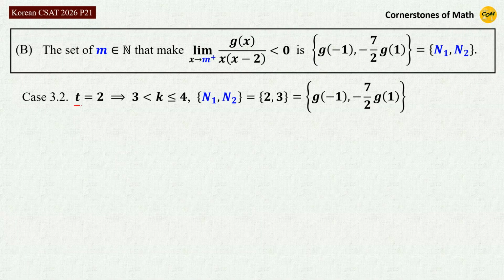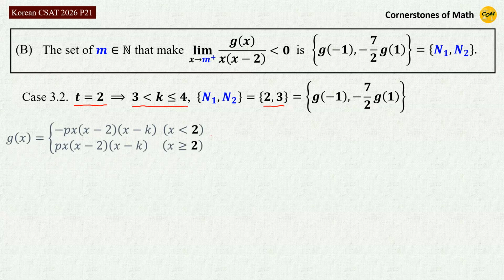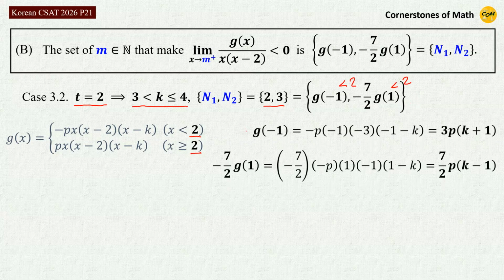Second case, when t equals 2. In this case, k is greater than 3 and less than or equal to 4, and n1 and n2 must be 2 and 3, and let's do the similar process. We have g of x right here, which is now divided by t equals 2. Notice that both negative 1 and 1 are less than 2. Therefore, when calculating g of negative 1 and negative 7 over 2 times g of 1, now we must use the first expression for both values.